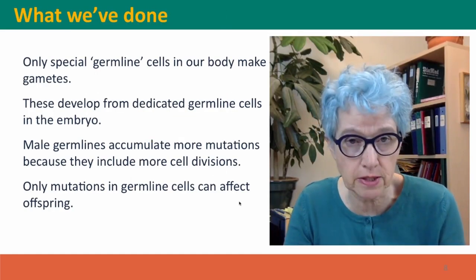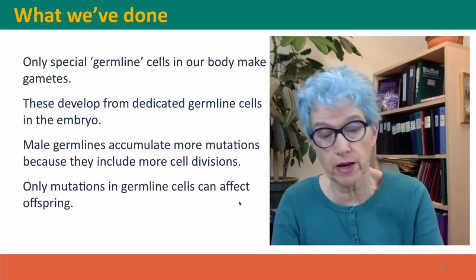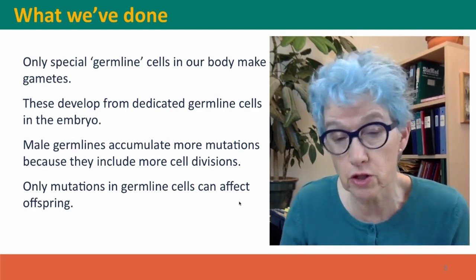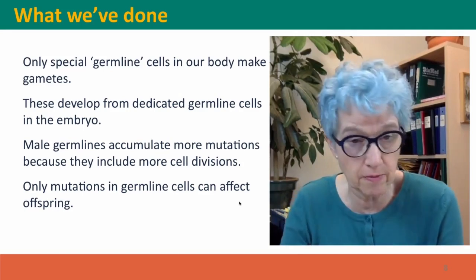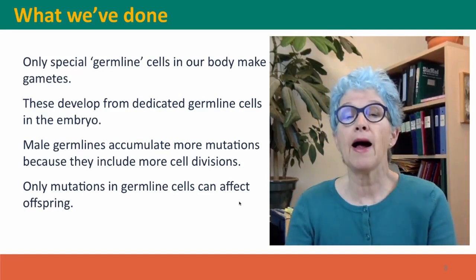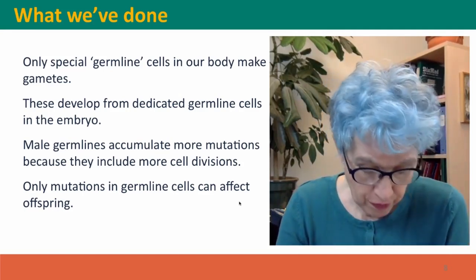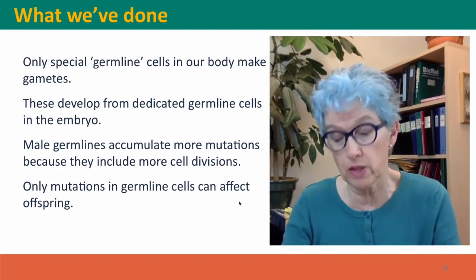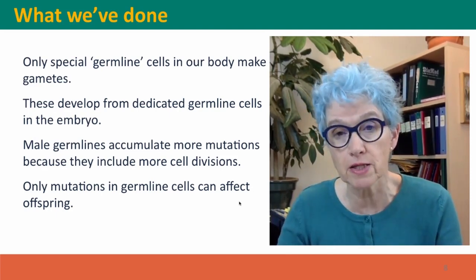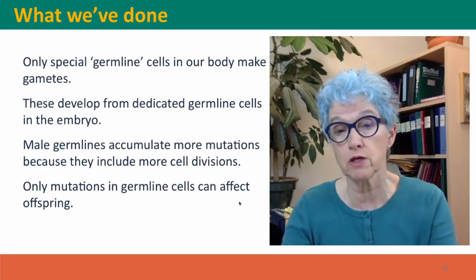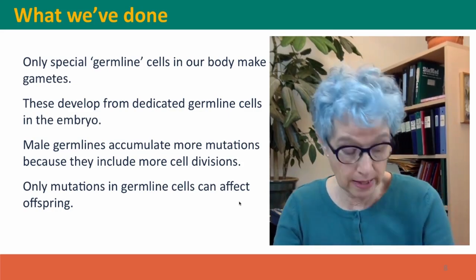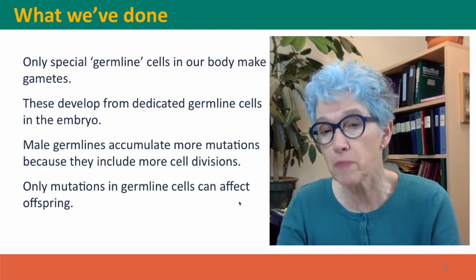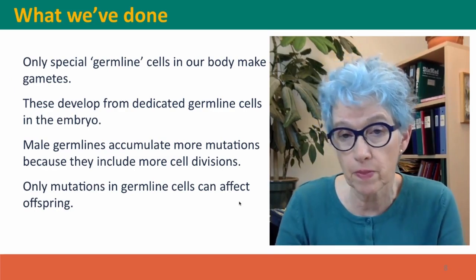Now, that's all I'm going to say about mutations in the germline for now. Much of the rest of the course will be involved with thinking about the consequences for phenotype of differences in the germline. What we've done now, we've raised the issue of there being two categories of cells in our body, somatic cells and germline cells. And only germline cells make the gametes. And these germline cells develop from dedicated germline cells that specialize early in the embryo.